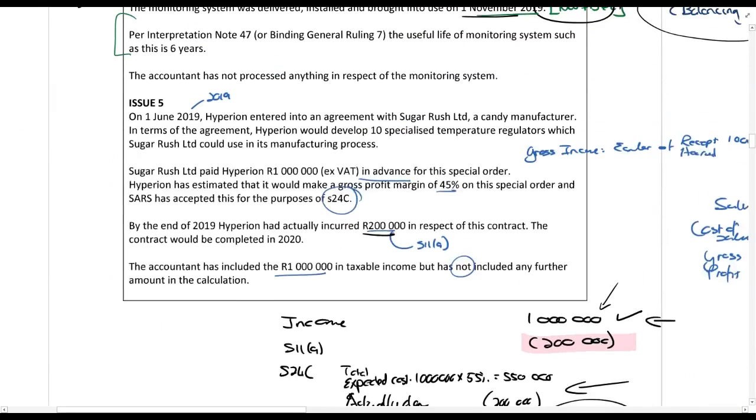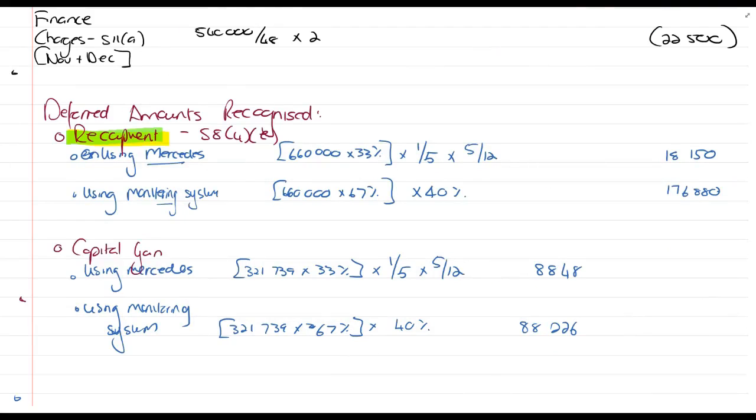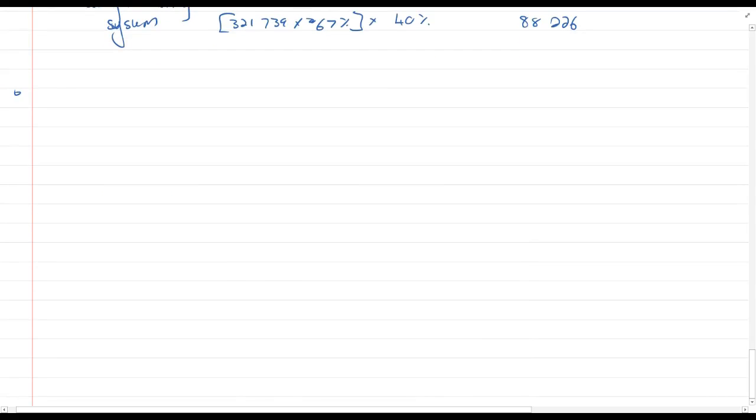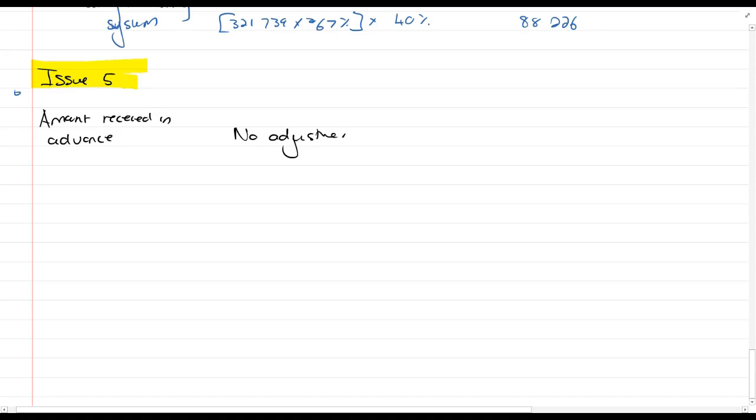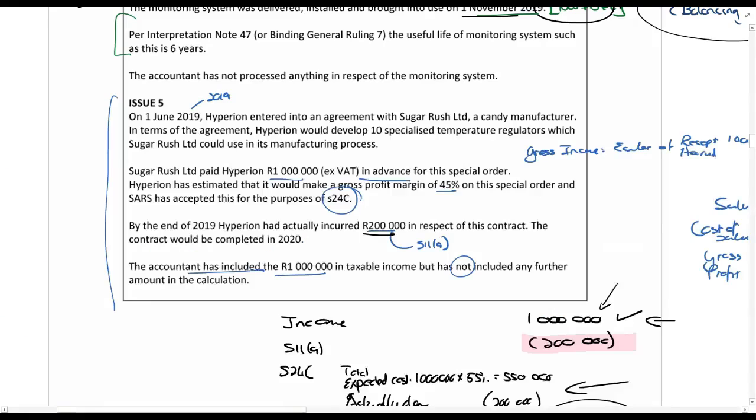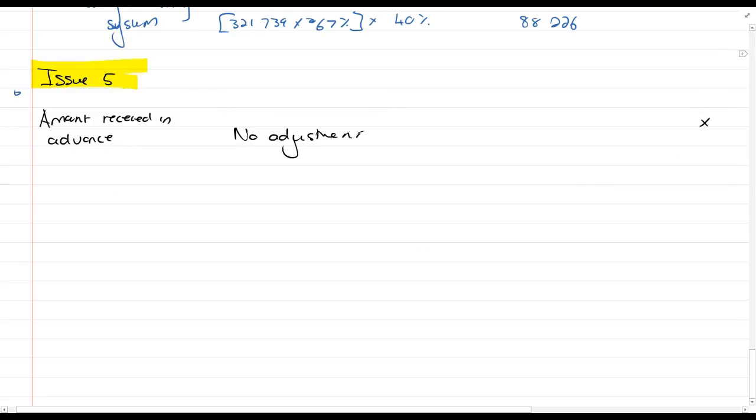Our final issue here, issue 5. This is where we entered into the agreement of Sugar Rush, where they gave us an amount in advance, R1,000,000. Remember, they tell you that the accountant has included that. Okay, so let's actually quickly just, issue 5. So, amount received in advance, no adjustment. Why? You would include it here, but they tell you that the accountant has already done it. Okay, so there's no further issue.